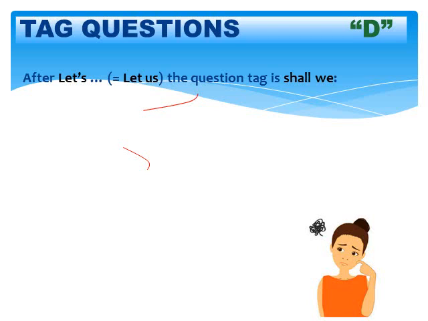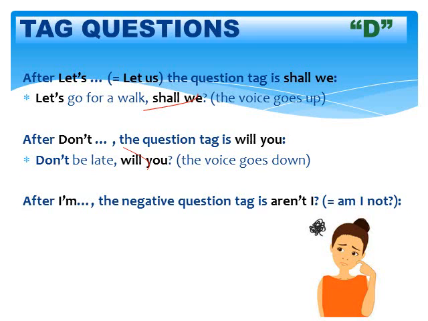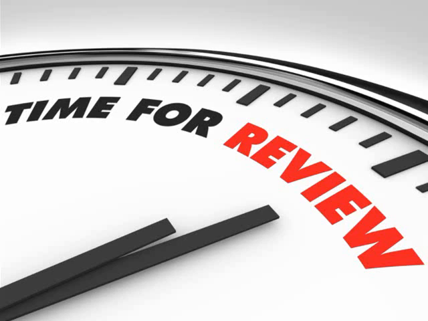The next way to use the tag questions. Don't forget about this, it's important. Let's, it's very easy. Let us. The question tag is shall we? Let's go for a walk, shall we? The voice goes up. And here, after don't, the question tag is will you? Don't be late, will you? The voice goes down. After I'm, the negative question tag is aren't I? I'm right, aren't I? Yes, you are. Just a question. Funny, right?